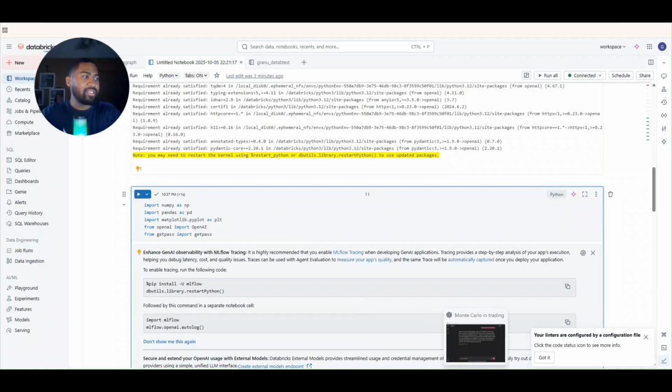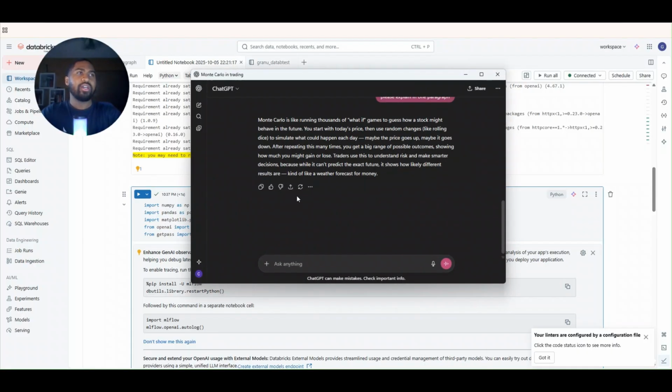Now, first, let's see if we can get a definition of what Monte Carlo is. So Monte Carlo is like running thousands of what-if games to guess how a stock might behave in the future. You start with today's price, then use random changes like rolling dice to simulate what could happen each day. Maybe the price goes up, maybe it goes down. After repeating these many times, you get a big range of possible outcomes showing how much you might gain or lose. Traders use this to understand risk and make smart decisions, because while it can't predict the exact future, it shows how likely different results are, kind of like a weather forecast for money.